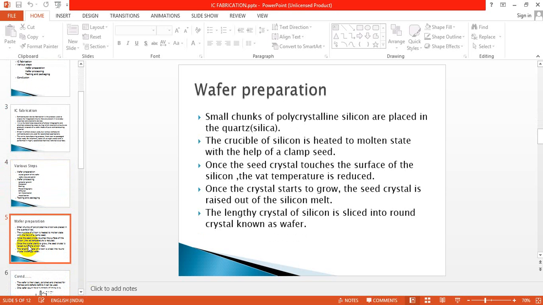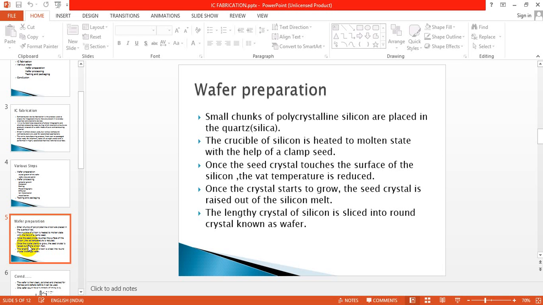Small chunks of polycrystalline silicon are placed in the quartz crucible with a small amount of chemical dopant elements needed to produce either N or P-type silicon. The crucible of silicon is heated to a molten state, and with the help of a clamp, a seed, or small crystal of doped silicon, is lowered into the melt. Once the seed crystal touches the surface of the silicon, the melt temperature is reduced. As a result, the silicon melt attaches itself to the seed crystal. Once the crystal starts to grow, the seed crystal is raised out of the silicon melt.